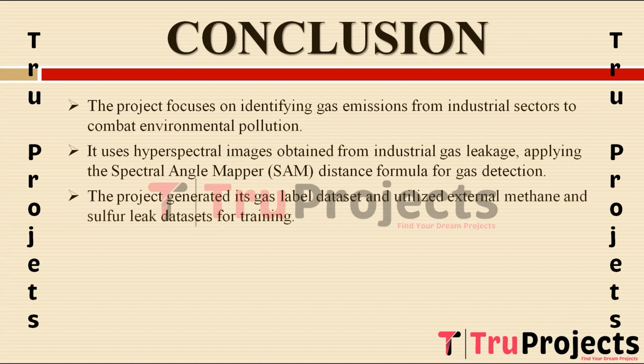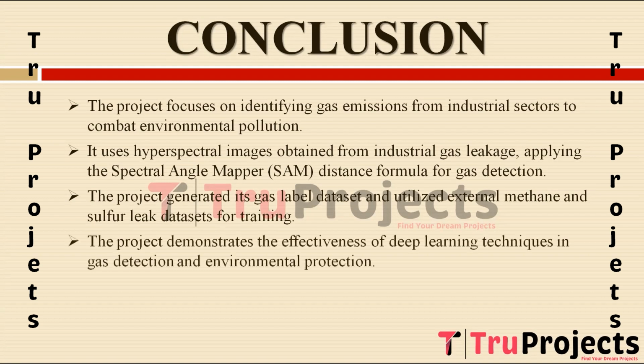This approach enables the detection of different gas emissions present in the image. The project created its dataset, including gas labels, for training the 3D CNN model. Additionally, the project utilizes external datasets related to methane and sulfur gas leaks for training. This combination of data sources enhances the model's ability to recognize various gas emissions. The project demonstrates the effectiveness of deep learning techniques, particularly the 3D CNN with an autoencoder for gas detection in hyperspectral images.